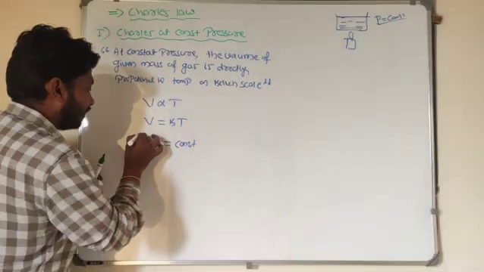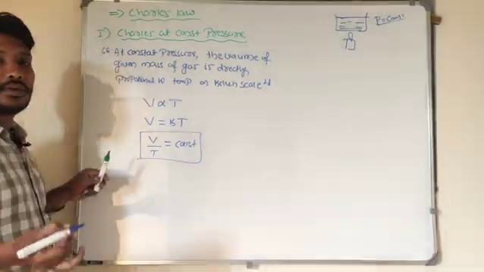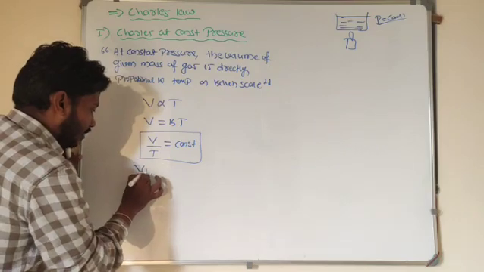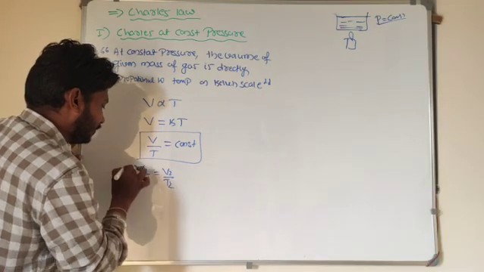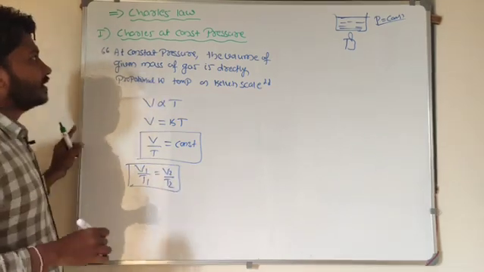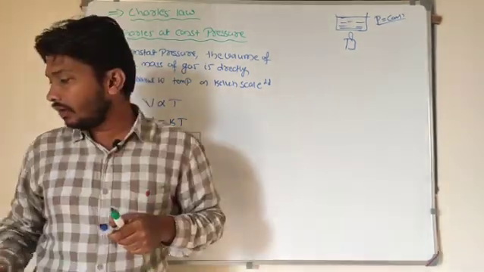So the volume increases. What is the connecting formula here? V by T is equal to constant, or V1 by T1 is equal to V2 by T2 we can consider. So this is about Charles law at constant pressure.